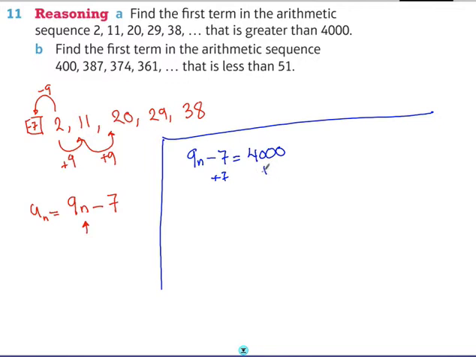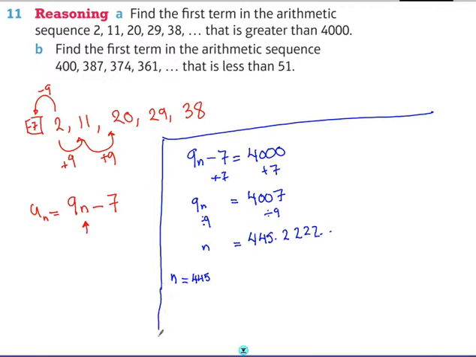So plus 7, 9n is equal to 4,007. Divide by 9, divide by 9. So n is equal to 4,007 divided by 9, which is, on our calculator, 445.2222, and it goes on. So if we look at the first integer that is just below 445.2222, the first integer would be 445, because that's the closest you can get.